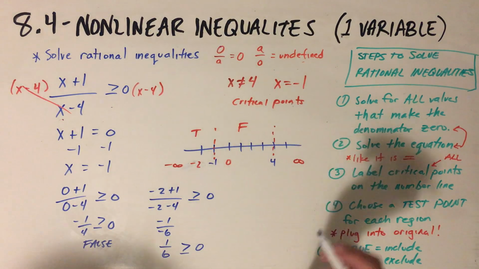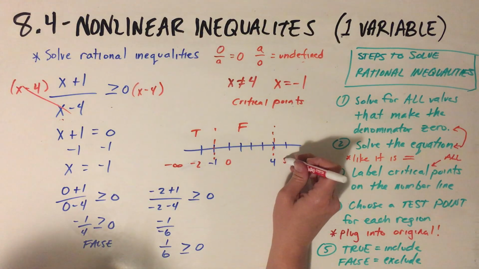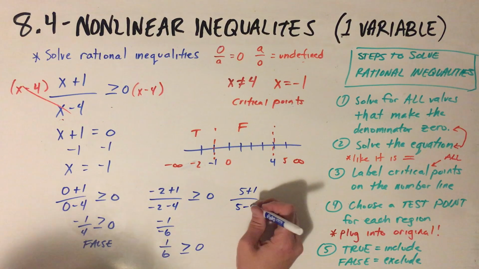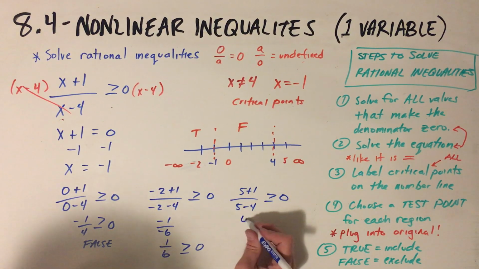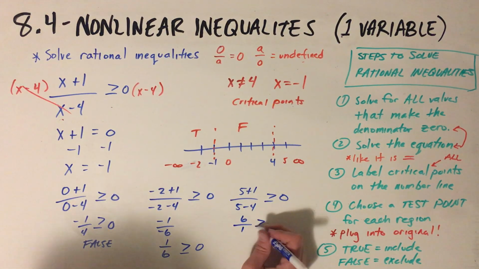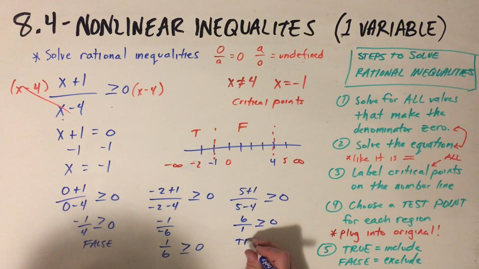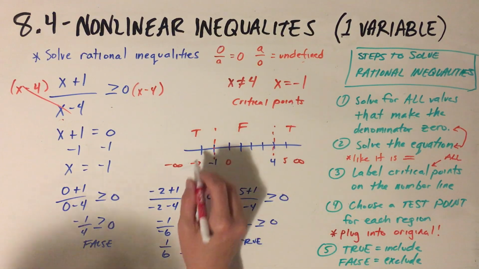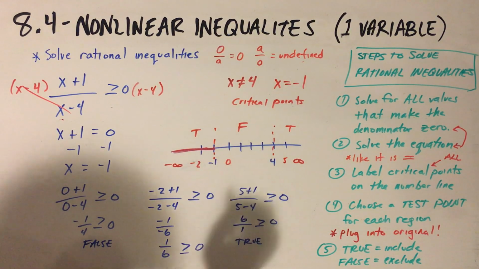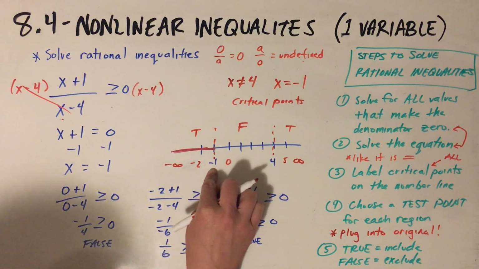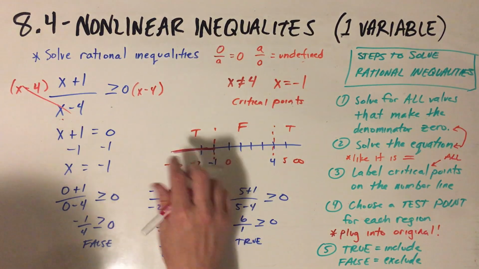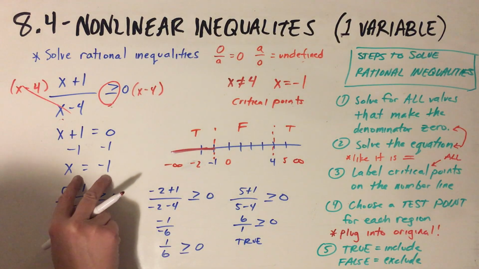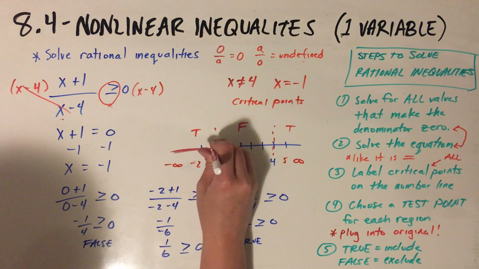Now I'm going to plug in the value 5. Let's try the value 5. All right, so we've got 5 plus 1 over 5 minus 4 is greater than or equal to 0. Well, that's 6 over 1, and 6 is definitely greater than or equal to 0. So this is, again, true. So we're talking about all the values from negative infinity to negative 1. But is the value negative 1 included? Well, how can I tell? I'm going to go back to here and say, hey, this is equal to. So that means this value right here will be included. I am going to include negative 1.